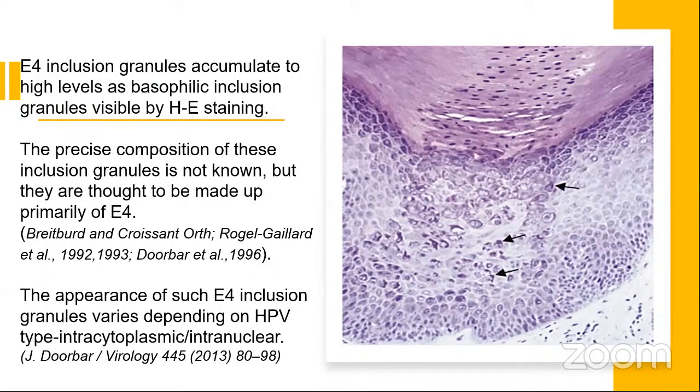Now, there is another function to this. The granules that we see in these viral infections, in HPV, which we describe as coarse keratohyaline granules, are also attributed to E4 as being inclusion granules. So they also accumulate in the superficial strata. While the precise composition of these granules is not known, it is thought that they are made up of the E4 protein. It is not in all variants or types of HPV that we find these inclusion granules. It is dependent upon the particular type of HPV where the granules appear.